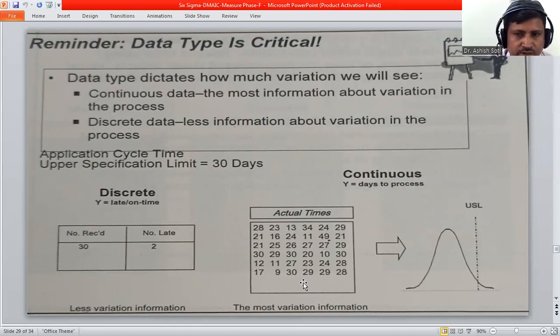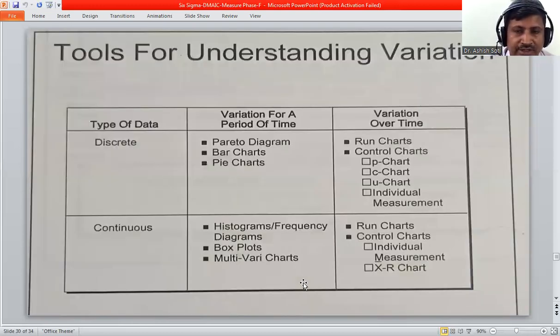I have already told you, and ultimately we have to convert it into maybe some kind of associated curve. We can use various kinds of tools to see the variation in the type of data. So discrete data and continuous data, variation over a period of time. So this is how we have classified it.